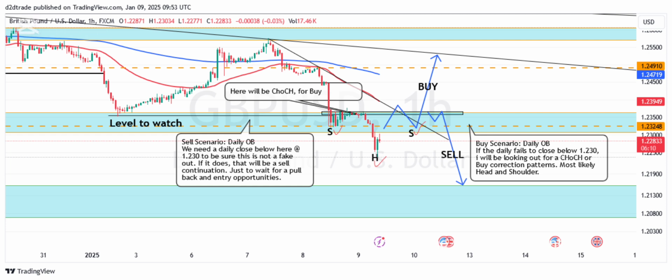Indicators. Moving averages seem to point down, reinforcing the bearish momentum.